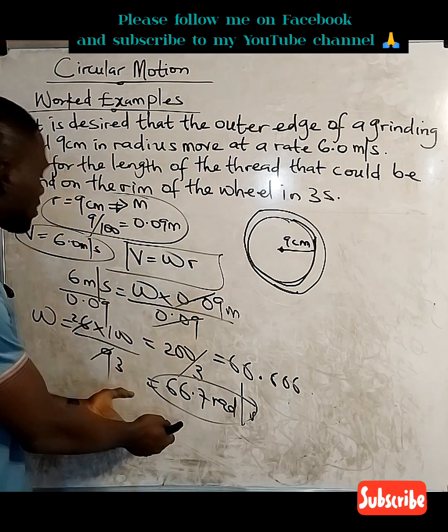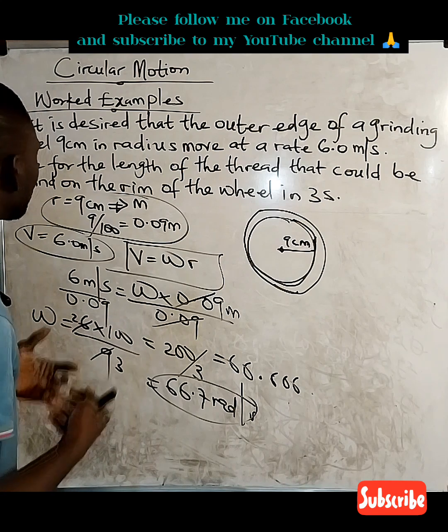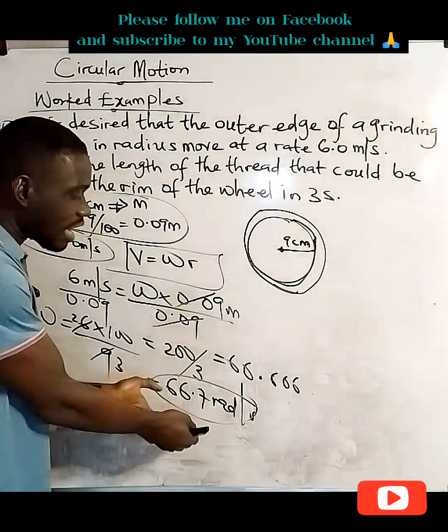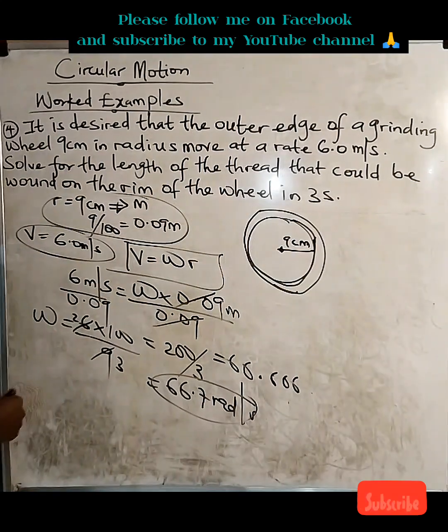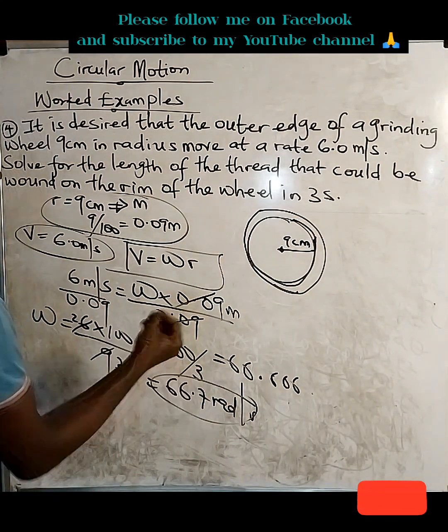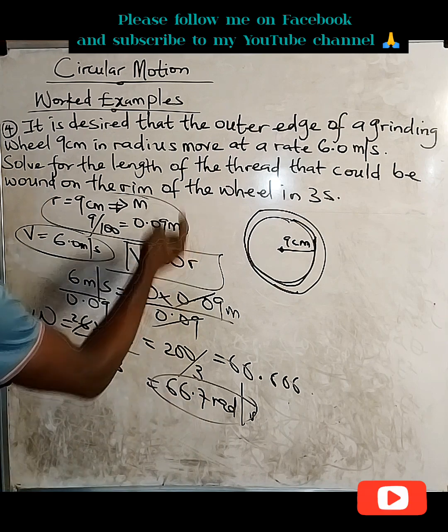So since we've gotten this, now we've gotten our angular speed. So the next thing we're going to do is look for a way to get the length of the thread from what we have right here. So what we're going to do next, now don't forget, 66.7 rad per second. So how do we now equate this? How do we relate this with the length of the thread?